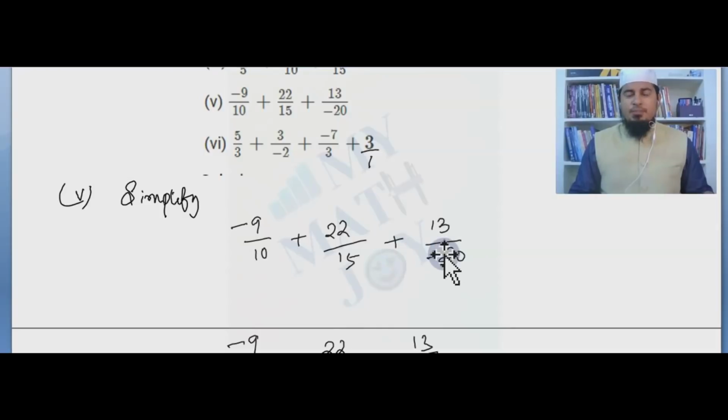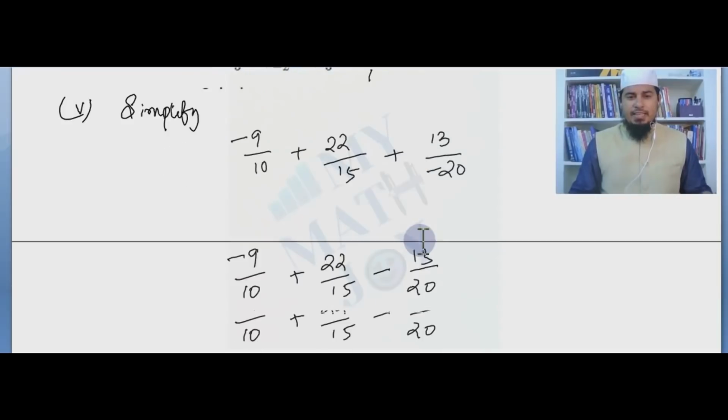Here plus times minus is actually minus, and in rational numbers, the standard form is that we don't keep the minus number in the denominator; we keep the minus sign in the numerator. Let us transfer that to the numerator and then multiply with the plus sign. Then you will get exactly minus 9 by 10 plus 22 by 15 minus 13 by 20.